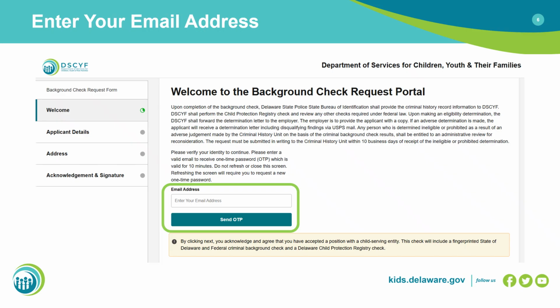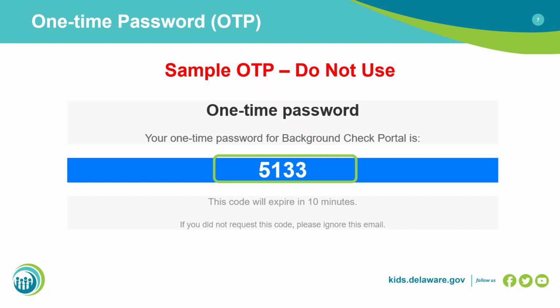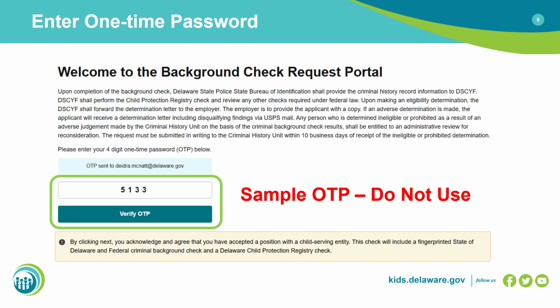Do not close or refresh this page while waiting on the delivery of the one-time password. Closing or refreshing this page will require the applicant to request a new one-time password. Upon clicking Send OTP, a 4-digit password is sent to the email address entered. Return to the home page, enter the one-time password, then click Verify OTP.